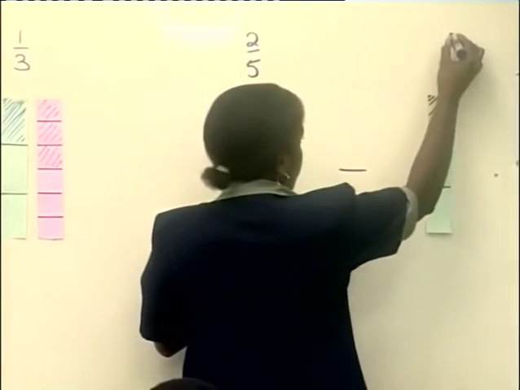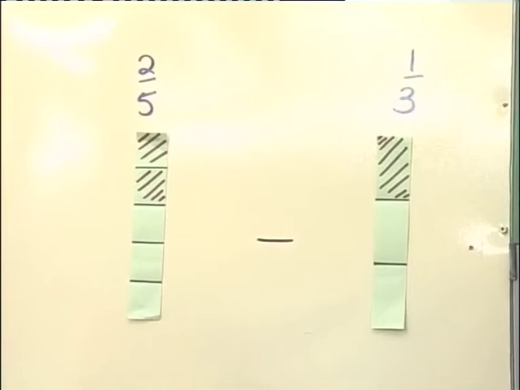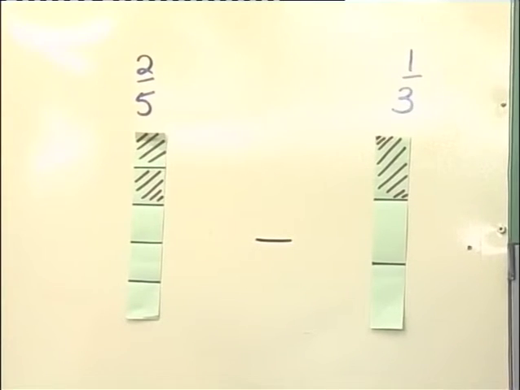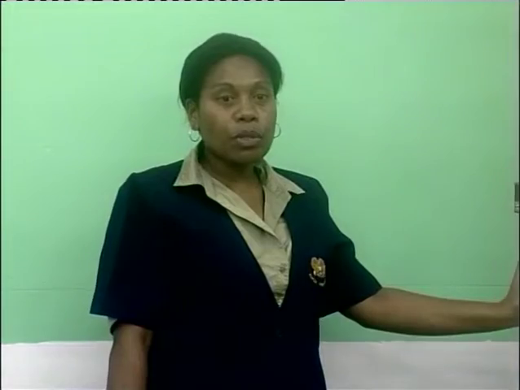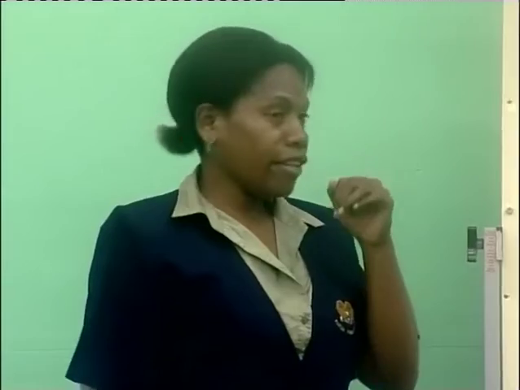Okay, 2/5 take away 1/3. All right. First thing, what do I do? What's the first step that I do? Again, the denominators, they are not the same. They are different. So what do we do? Find the lowest common denominator. Find the lowest common denominator of which two numbers? 5 and 3. Okay, good. And the lowest common denominator is 15. Okay, good. The lowest common denominator of 5 and 3 is 15.